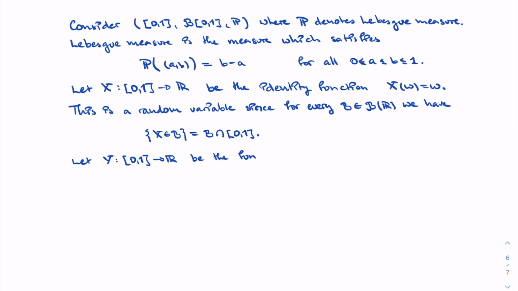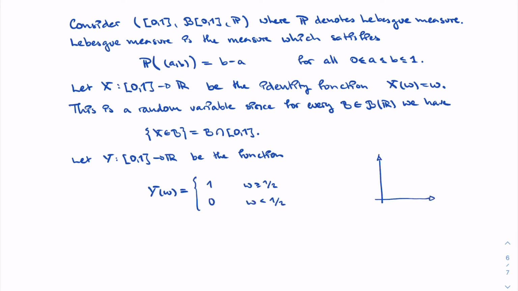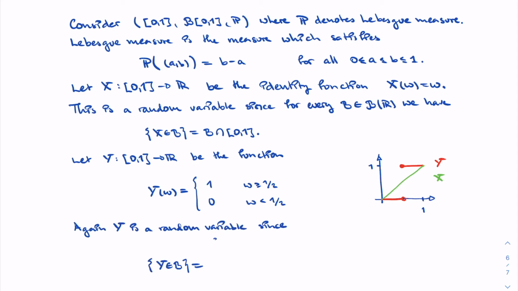Let Y be the function which takes the value 0 on the first half of the interval [0,1] and 1 on the latter. Again, Y is a random variable, since the probability that Y takes its value in a Borel set is an interval.